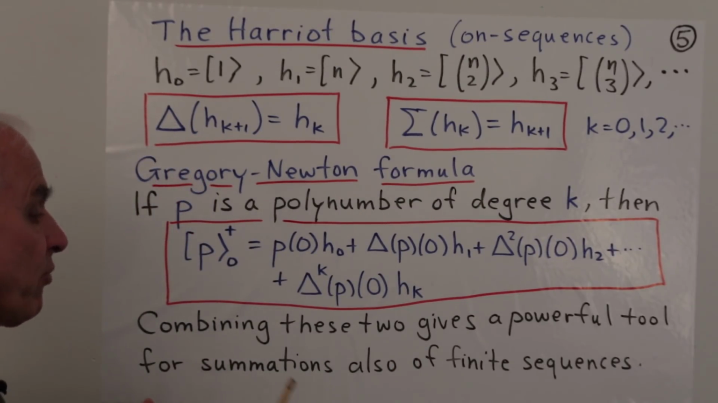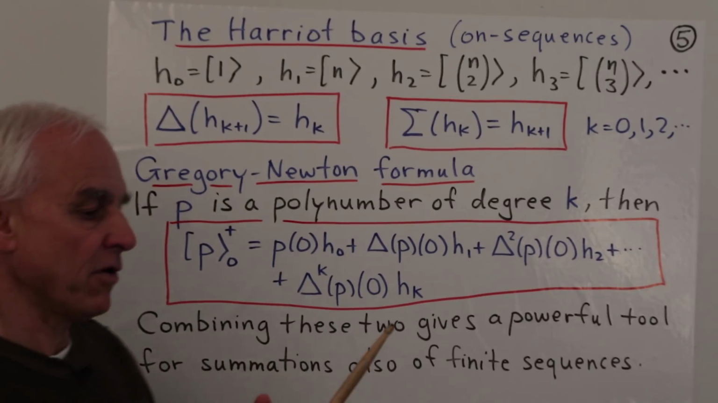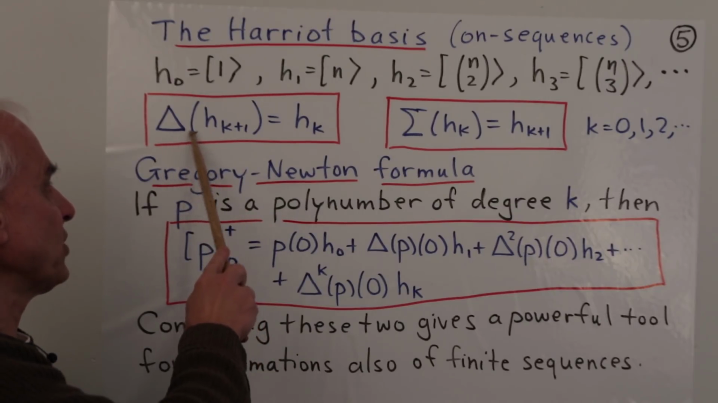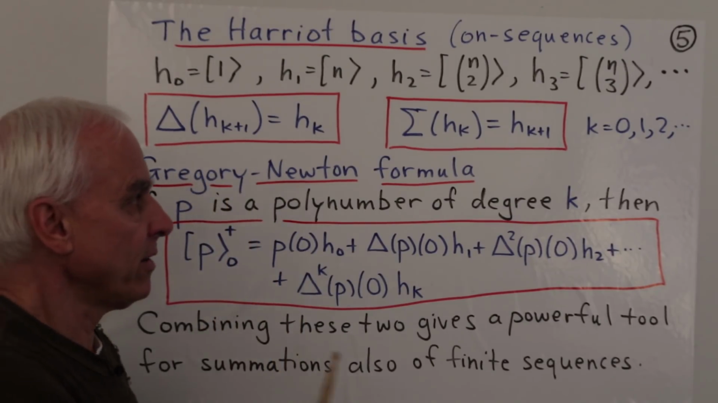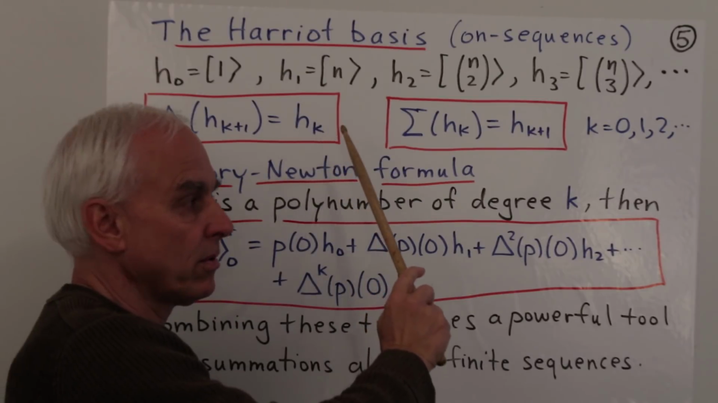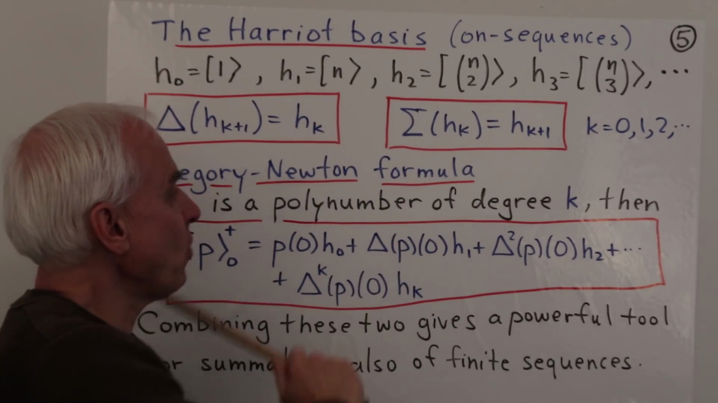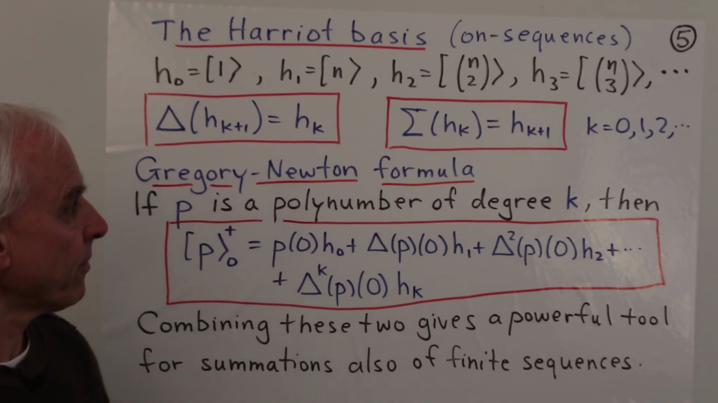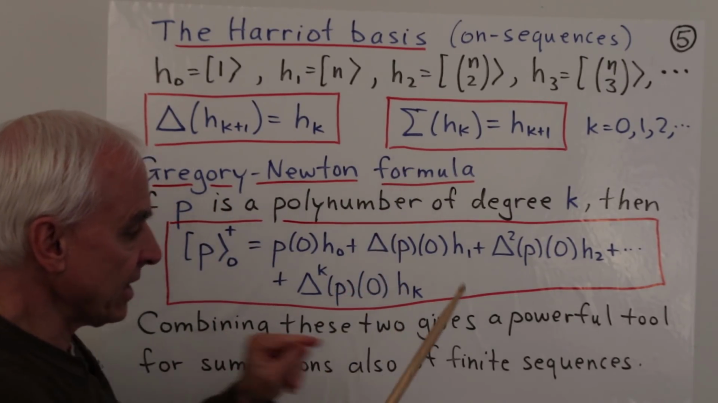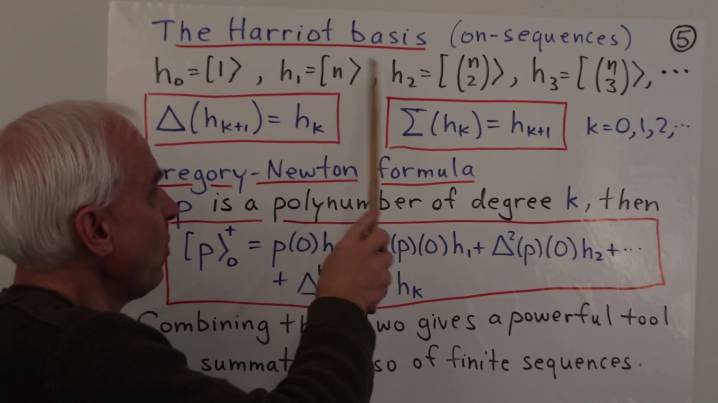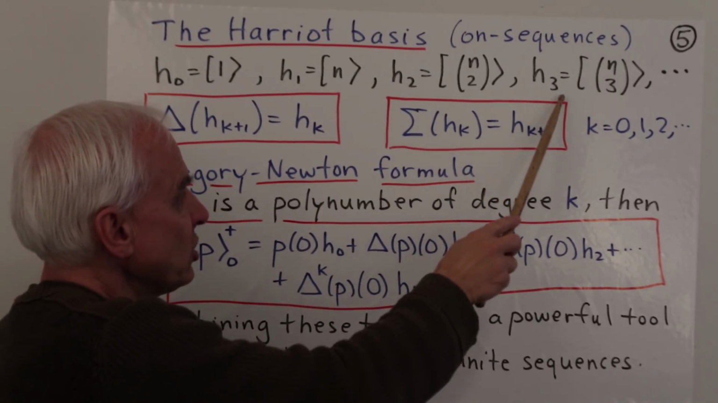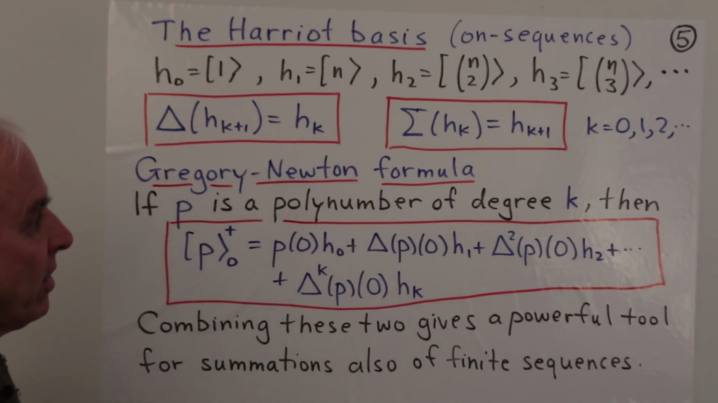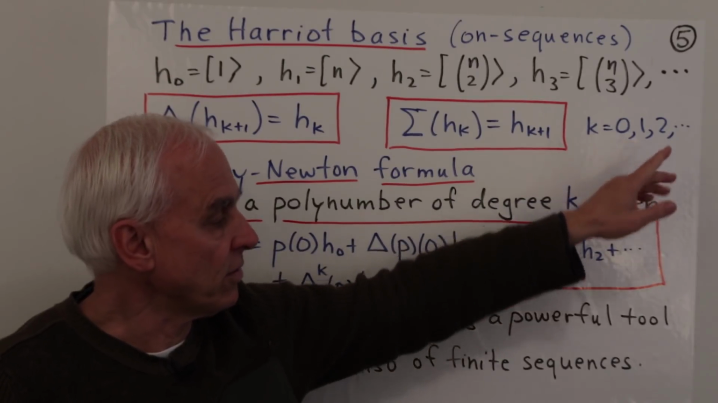So these are sequences. And the pleasant property about them is that they behave very nicely with respect to differences and summations. The difference of h_{k+1} is h_k. So the difference of h3 is h2. The difference of h2 is h1. The difference of h0, however, is 0. And in terms of summations, it's exactly the opposite way. The summation of h1 is h2, the summation of h2 is h3, and so on. h_k gets sent to h_{k+1} under summation, for any k equals 0, 1, 2, and so on.